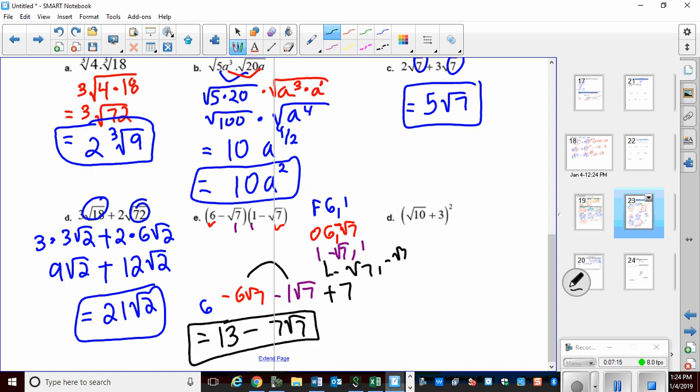If you didn't understand it, please go back and replay it because it's going to be on your quiz. The next one, we're squaring a quantity. So remember, when you're squaring a quantity, you're just multiplying it by itself.